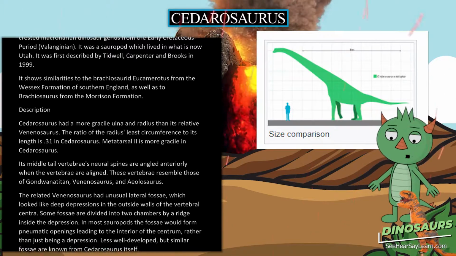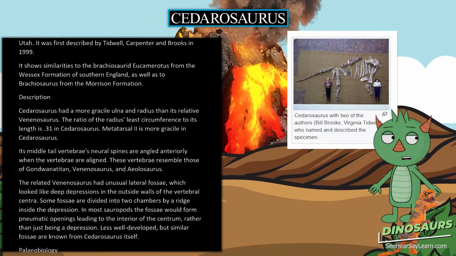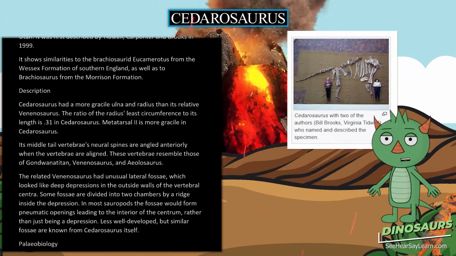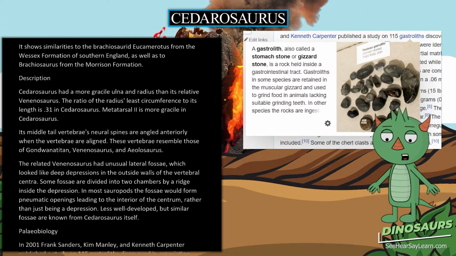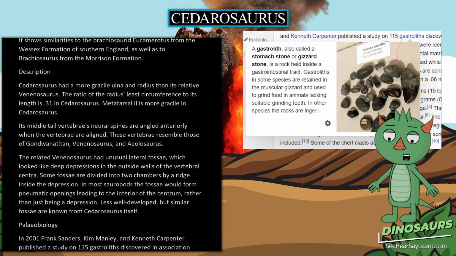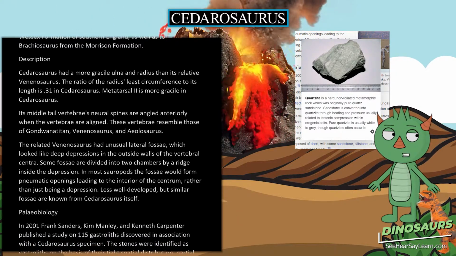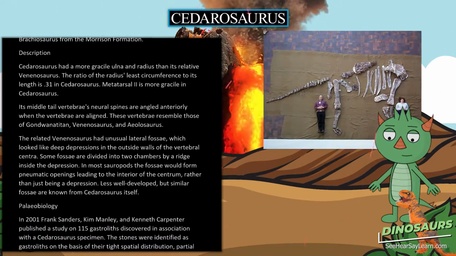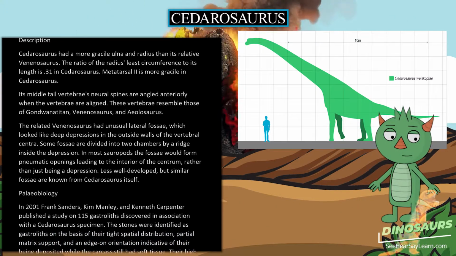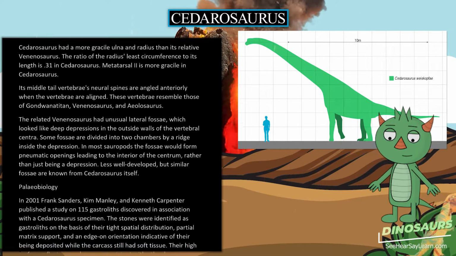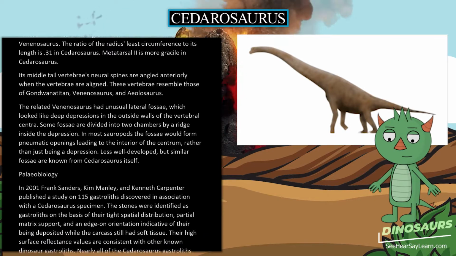Its middle tail vertebrae's neural spines are angled anteriorly when the vertebrae are aligned. These vertebrae resemble those of Gondwanatitan, Venenosaurus, and Aeolosaurus. The related Venenosaurus had unusual lateral fossae, which looked like deep depressions in the outside walls of the vertebral centra. Some fossae are divided into two chambers by a ridge inside the depression. In most sauropods the fossae would form pneumatic openings leading to the interior of the centrum, rather than just being a depression. Less well developed, but similar fossae are known from Cedarosaurus itself.